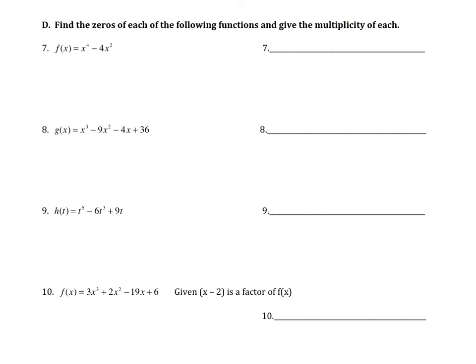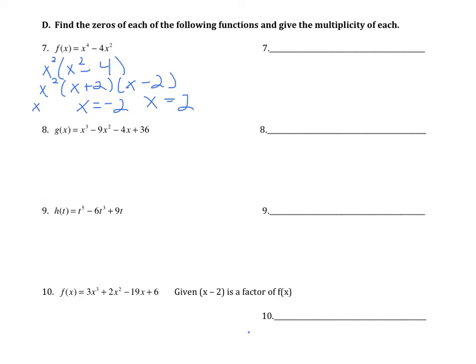For number 7, we first want to factor out an x squared. And then we're left with x squared minus 4. And then we can factor that further to x plus 2 times x minus 2. So it looks like we get the x-intercepts. x equals negative 2. And x equals 2 one time.